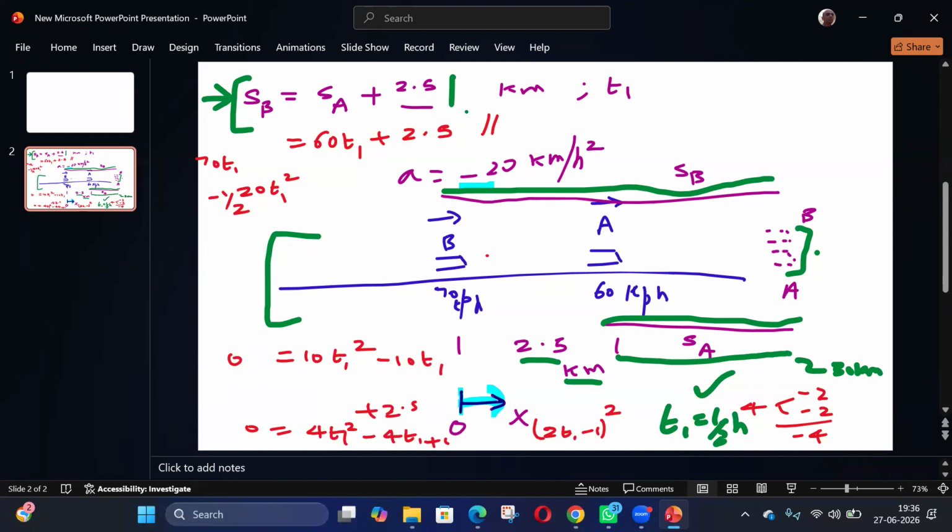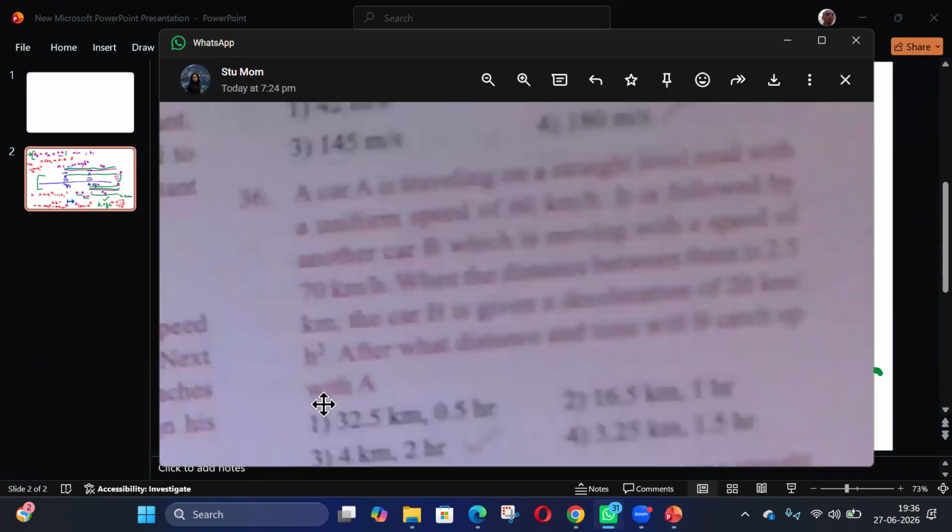In half an hour. Okay, suppose I take the distance traveled: 30 by A and 30 plus 2.5 by B. So B should travel a distance of 32.5. A will travel a distance of 30. Option 1 is correct. At what distance and time will B catch up with A? So distance traveled by B.